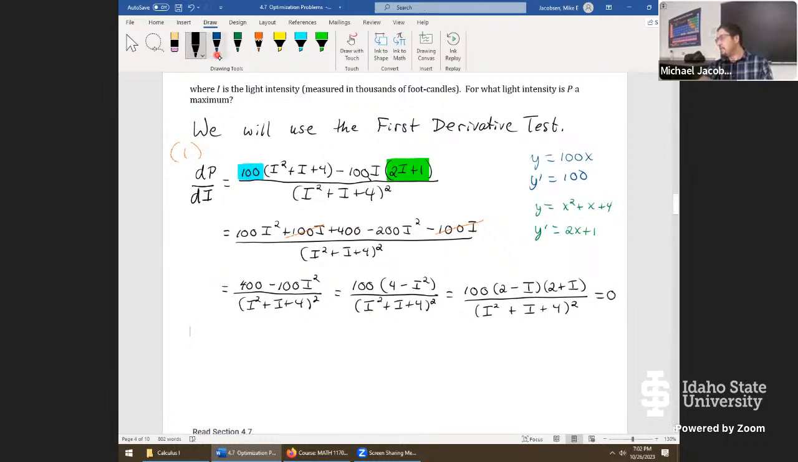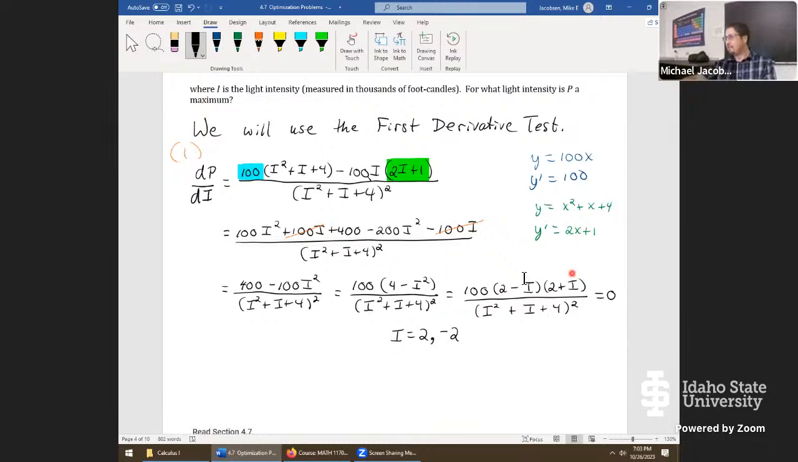So right here, we have our first derivative. We set it to 0 to get those critical numbers. From this location, we have one solution, I is positive 2. From this location, we have another critical number, negative 2. But then we need to be a little bit careful on this thing. There's multiple ways to get critical numbers. It's where the derivative is 0, or it's where the derivative doesn't exist. Sometimes we forget to check that condition.